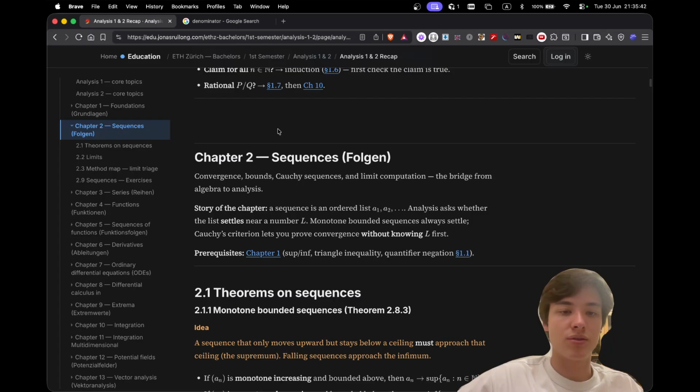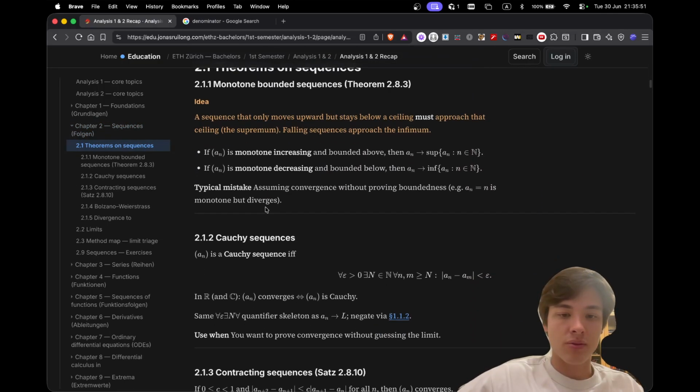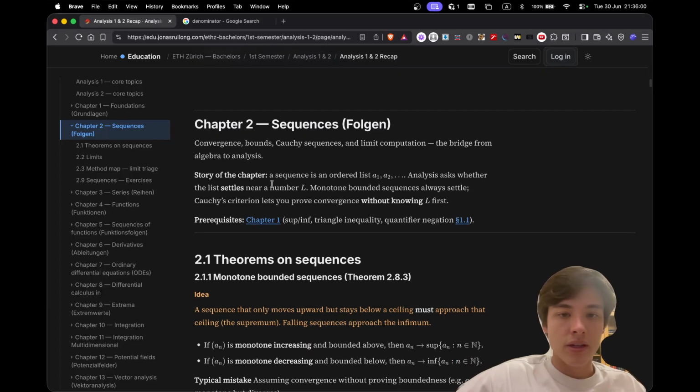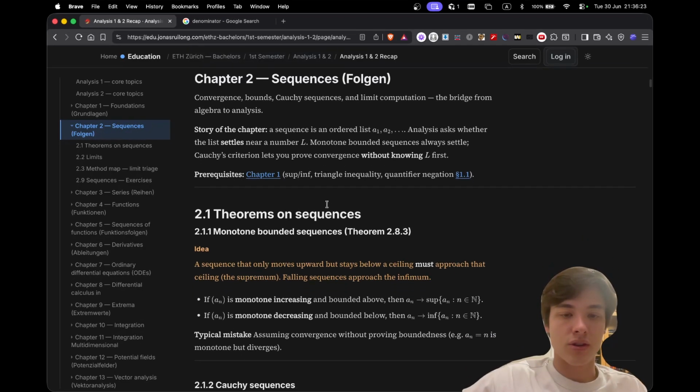And then chapter 2, sequences. So what are sequences? It's a sequence of numbers. So convergence, bounds, Cauchy sequences. A sequence is an ordered list, so we have different numbers, a1, a2 till an. And analysis asks whether the list settles near a number, so it converges towards a number, or whether it's bounded, or if it goes to infinity or somewhere.